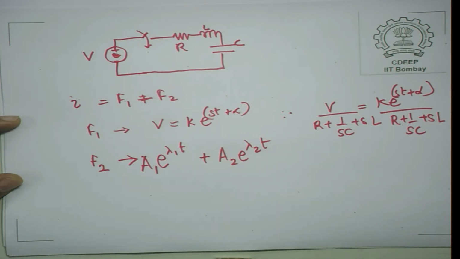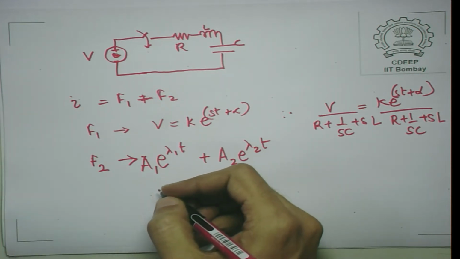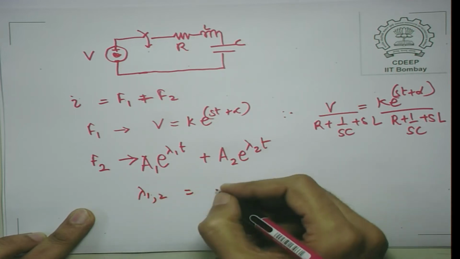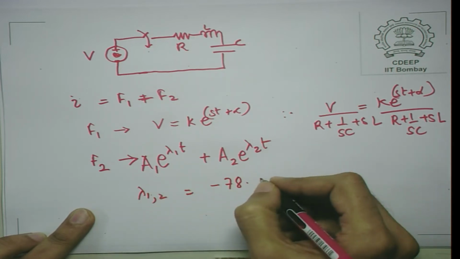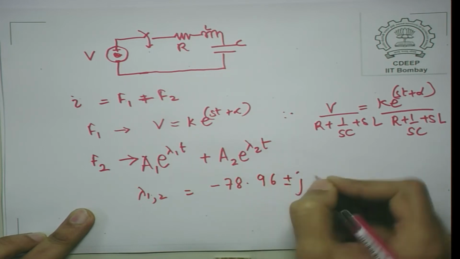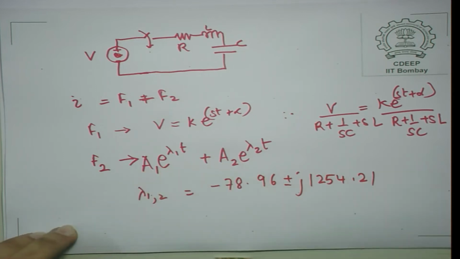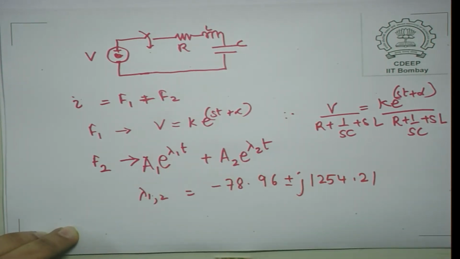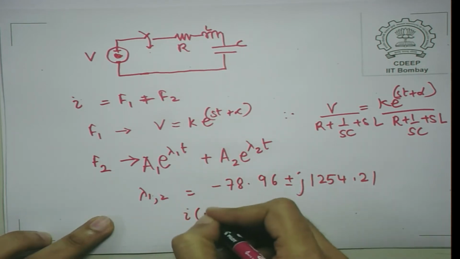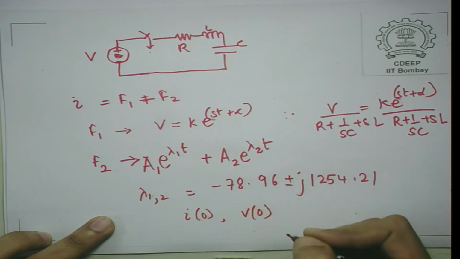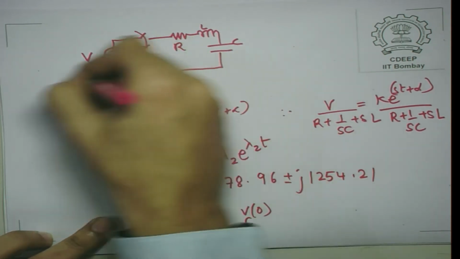parts to this natural response, and interestingly what you notice here is that this lambda 1 and lambda 2 are in fact given by a complex conjugate pair. In fact, this A1 and A2 satisfy two things. This A1 and A2 are such that the initial values of I and Vc are satisfied by this response.